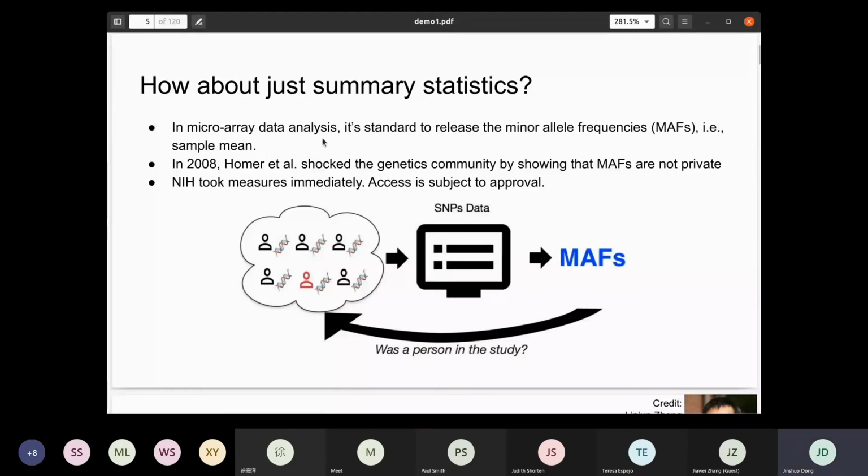So in microarray data analysis, it's standard to release the MAF, minor allele frequencies, which is the sample mean. To me, it's just a bunch of vectors, and we release the mean of all of the vectors, high-dimensional vectors. In 2008, Homer et al. shocked the genetic community by showing that even if you are only releasing MAFs, which is the sample mean, it's still not private. And this also has a major consequence. NIH of the United States took measures immediately. Originally, this kind of data used to be open access, but now the access is subject to approval. You need to submit a form, then you look at the data.